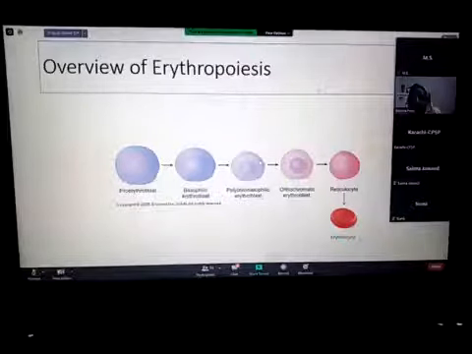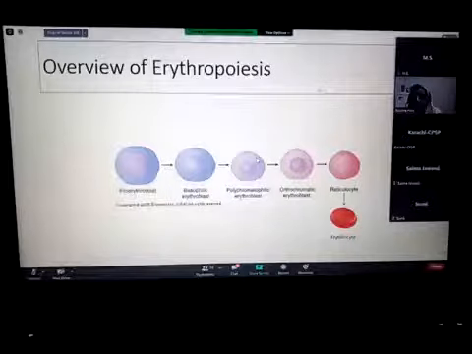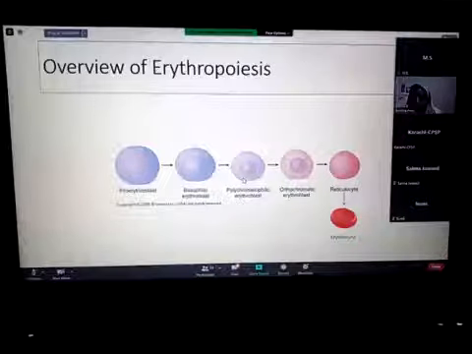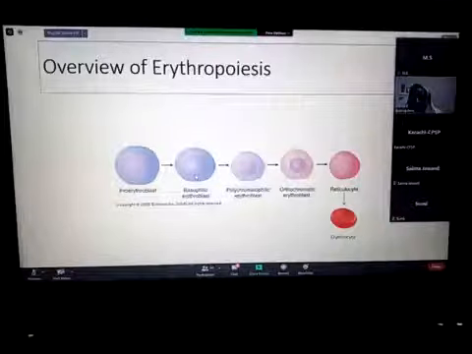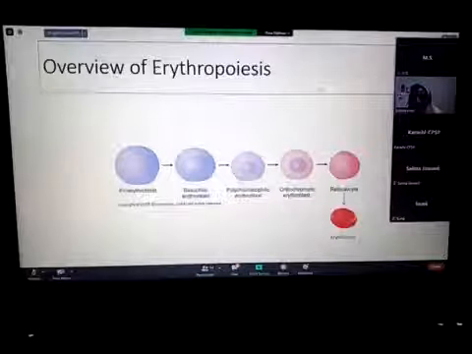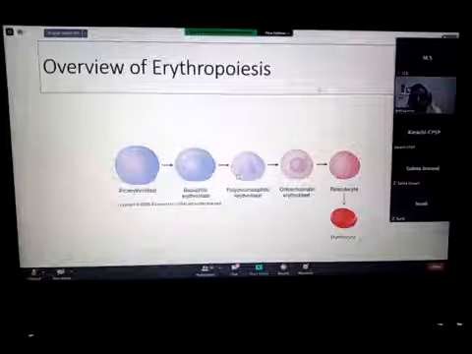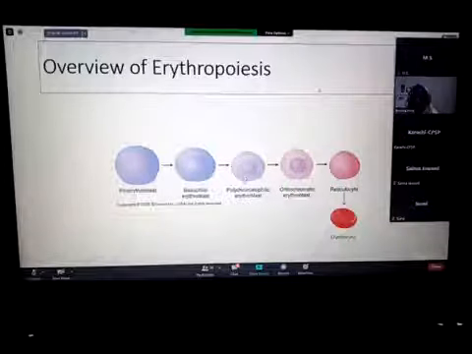And you can see the change in the color from blue to red. It is the intermediate normoblast stage where the hemoglobin starts forming. This is blue because of the protein synthesis, and now it becomes red at the polychromatic or intermediate stage, where the hemoglobin synthesis is starting, and that's why it is called poly, because it has two colors.